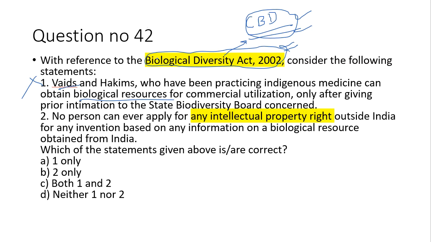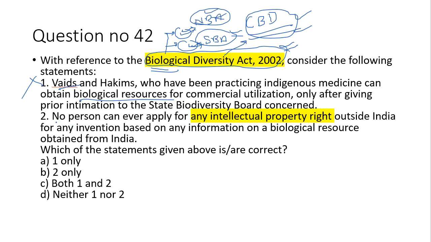The Biological Diversity Act says that if any foreign company or any foreign national wants to utilize the biological diversity or any biological resource of the country, then they would have to take permission from the National Biodiversity Authority. Mind you, any foreign national or any foreign company. But if he or she is a native citizen of India, then they have to take permission from the State Biodiversity Authority. But in the case of Vaids and Hakims, they do not need to take permission from the State Biodiversity Authority. So this statement would be wrong.